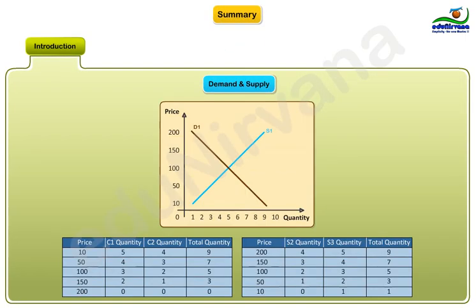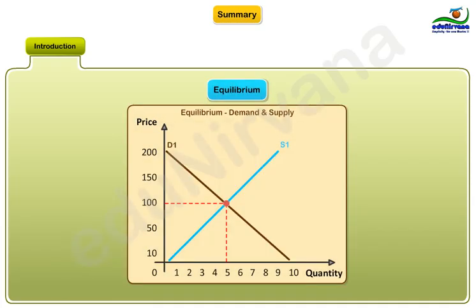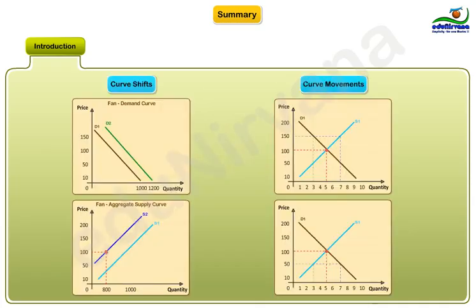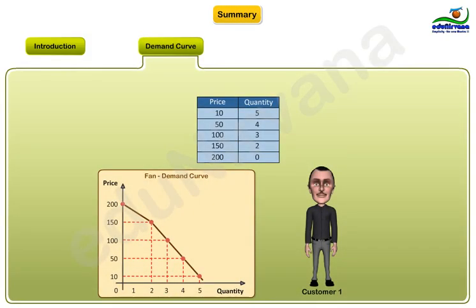In this module, we have covered the demand side and supply side semantics and its equilibrium conditions. We also touched upon curve shifts and movements along the curve, and the equilibrium prices and quantities triggered by the shifts.